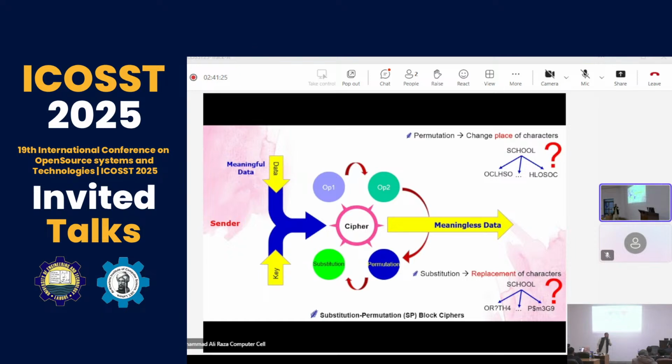But in case of substitution, what you do is you replace some data with some other values. Look at school that has been replaced with two other strings: OR, question mark, TH4, and similarly another one is P, W, M, and so on. So which one is the difficult one, and which one is the easier one? Anyone? Excellent. Second question. Very excellent.